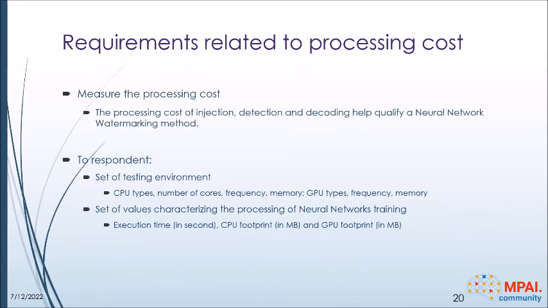Requirements related to the processing cost. We target here the processing cost of injection, detection, and decoding in order to qualify the neural network. So the respondents are expected to suggest configurations on which these computation costs are to be evaluated, like CPU types, number of cores, frequency, memory, GPU types, frequency, memory, and so on. And which measure to retain in order to characterize this item. It can be the execution time in seconds, the CPU footprint in megabytes, and the GPU footprint in megabytes, but I know the discussion is open here.